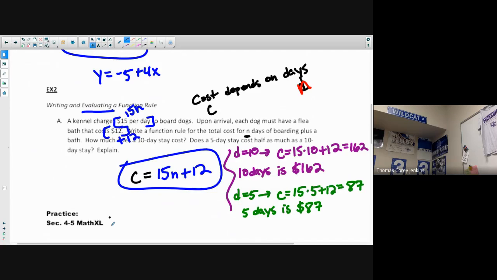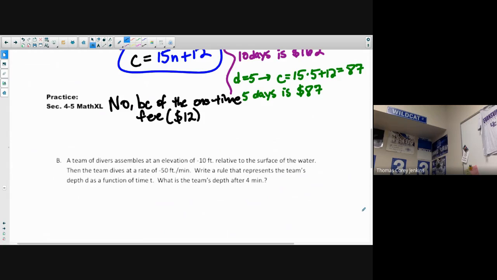So the answer is no, it's not half. Why? The answer is because of the one-time fee. Which is for the flea bath, right? So that just says, in other words, this is not a proportional relationship. So remember, proportional lines don't have a y-intercept, or the y-intercept is 0. Okay, I'm going to leave B for you.